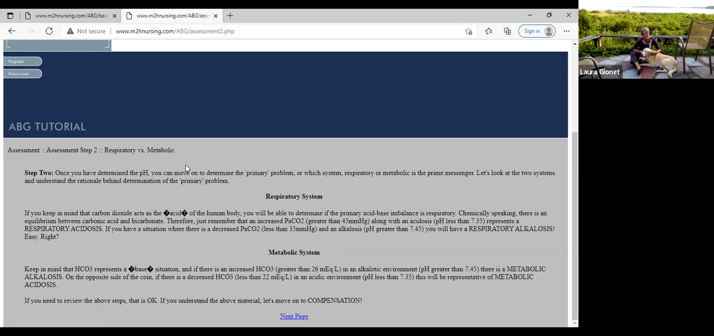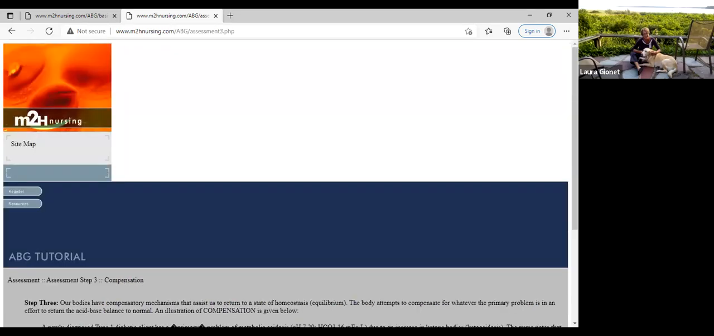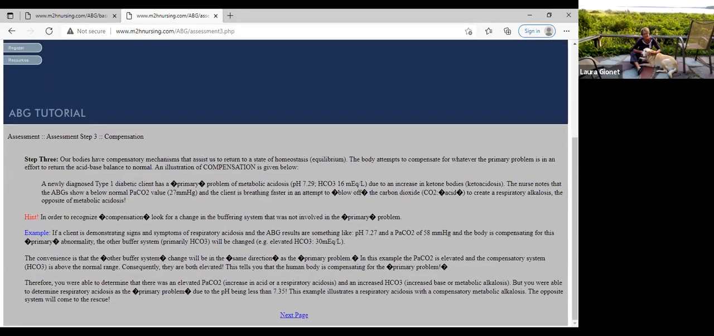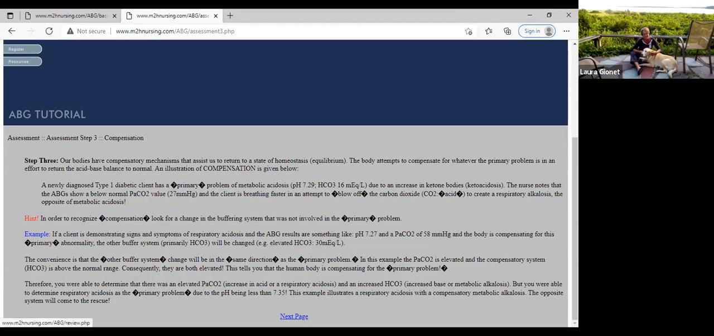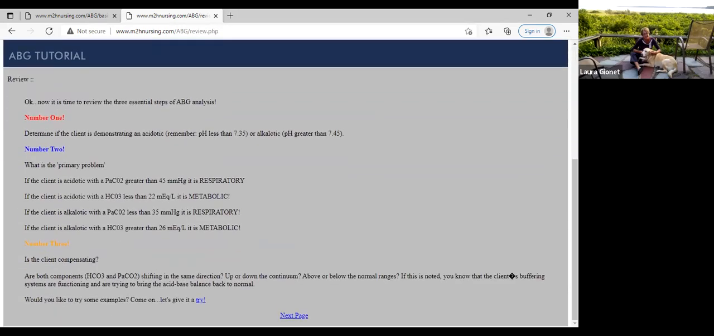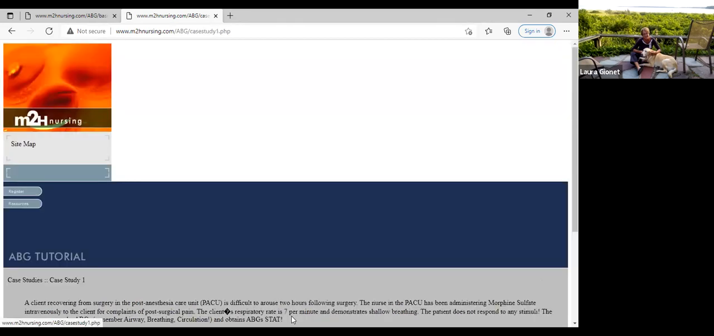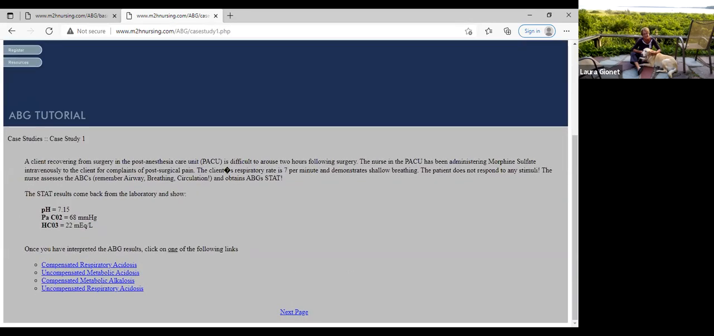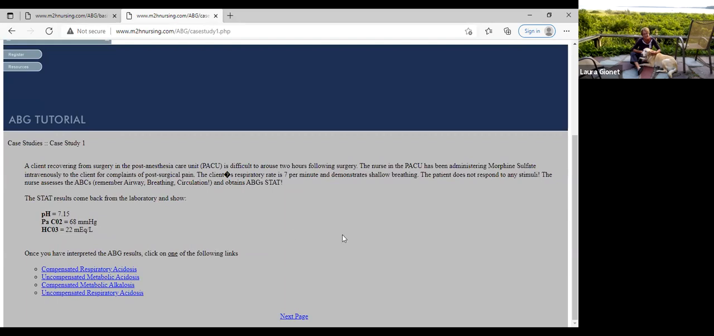Here it talks about step 2, looking at some of the differences between respiratory and metabolic. And then it will take you again to step 3. In order to recognize compensation, look for a change in the buffer system. You can look through that, but I think my method is way easier. And then you start looking at their case studies. All right, so here's case study number 1, and you can look through these on your own.